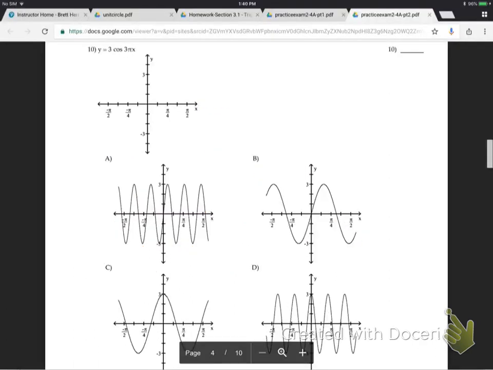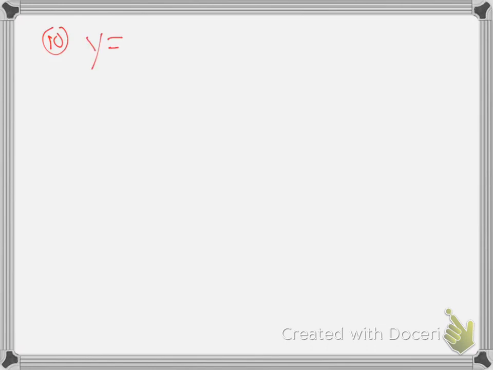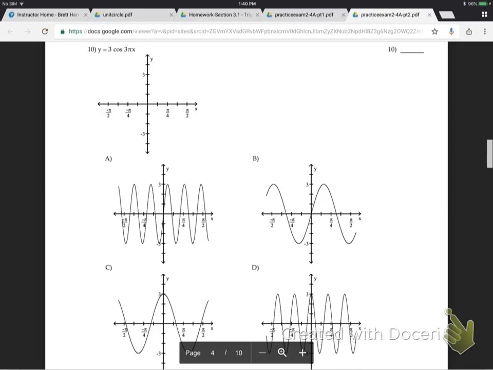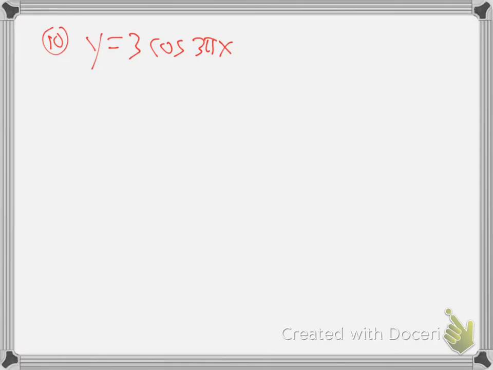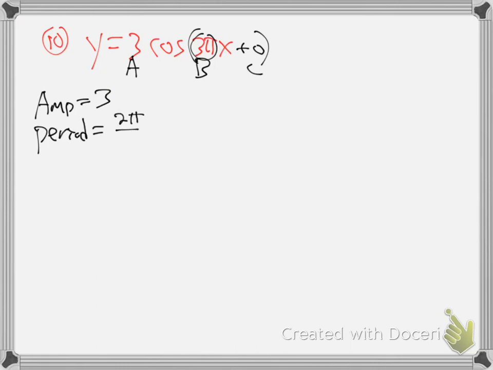So number 10. Let me rewrite it here: 3 cosine 3 pi x. Let's take a look. All the same stuff again: amplitude, period, phase shift. A, B, C. The C here is 0 because there's nothing added in the parentheses. So the amplitude is 3. The period is 2 pi over B. 2 pi over 3 pi, boom, 2/3. So the period is 2/3.